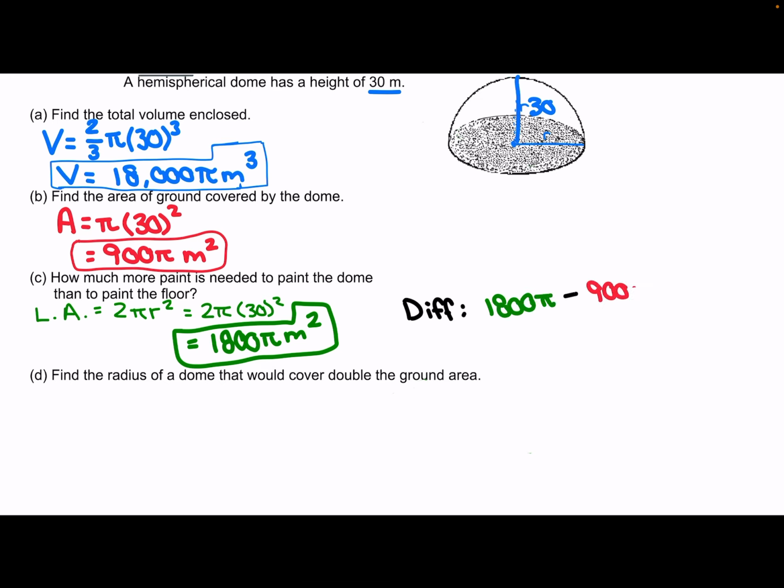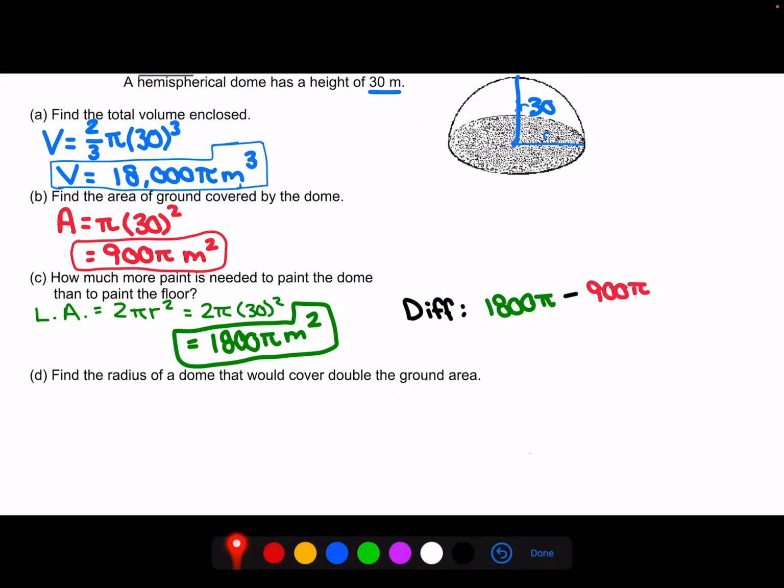1,800 pi meters squared. Oh, I'm sorry, I forgot to find the difference in paint that I need. So to find the difference, I'm just going to go ahead and take the surface area of the hemisphere and subtract it from the area of the circle of the base.